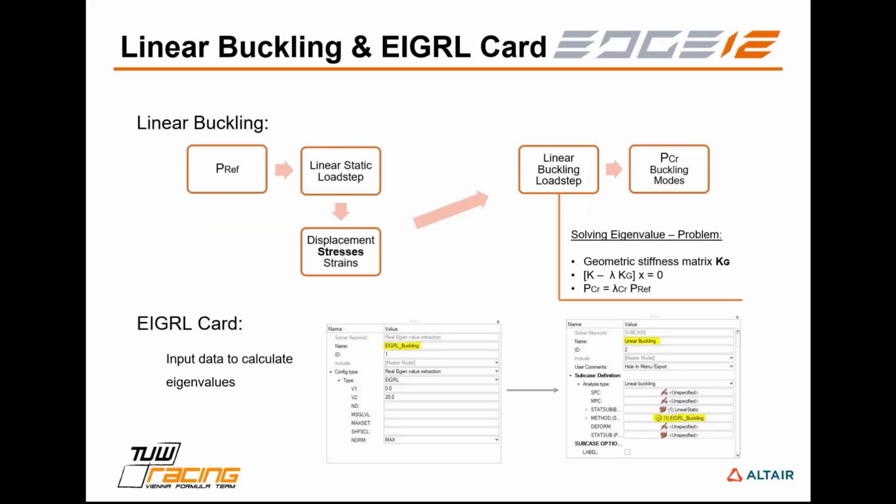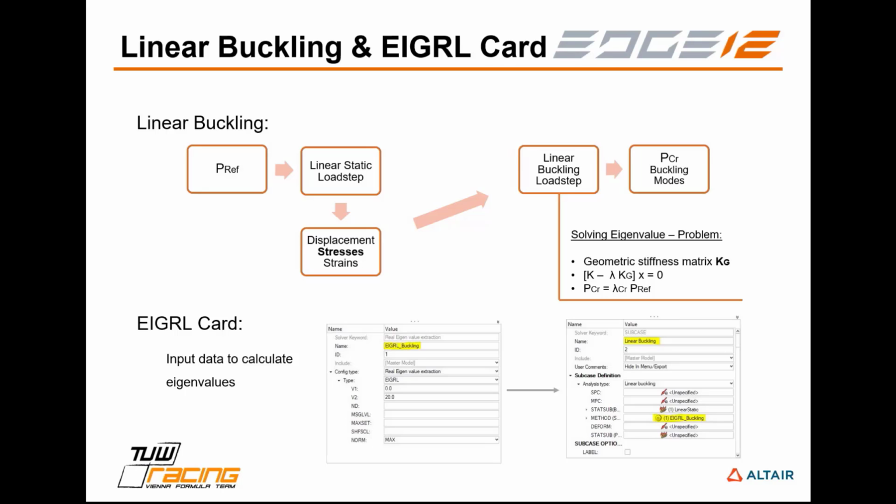As mentioned before, in the linear buckling analysis, we need two load steps. First of all, we define a reference load, Pref, which is used in a linear static load step to calculate displacement, stresses, and strains, which are then used in the linear buckling load step, which is all about solving an eigenvalue problem, which gets you the critical loads and the buckling modes happening there. To provide the input data for the linear buckling load step, we need to define an EIGRL card, which is basically about what eigenvalues you want to calculate.